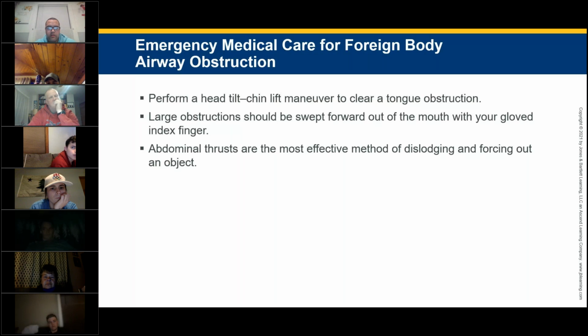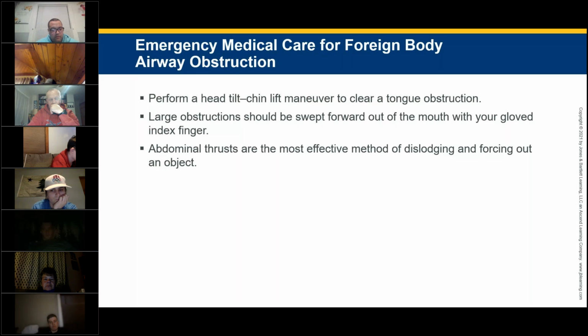Emergency care for foreign body airway obstructions. Head tilt chin lift to clear the tongue. If you've got spinal trauma, use the jaw thrust. Large pieces of vomited food, mucus, loose dentures, or blood clots in the mouth, sweep them out with your gloved hand. If you have suction available, use the suction to maintain a clear airway.